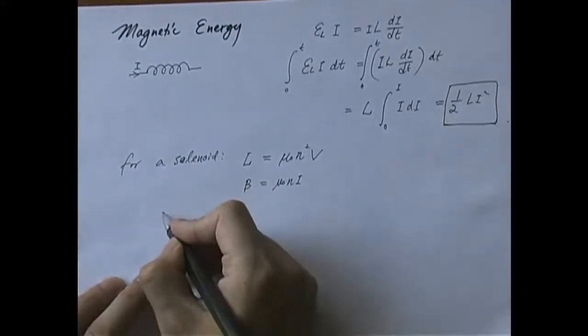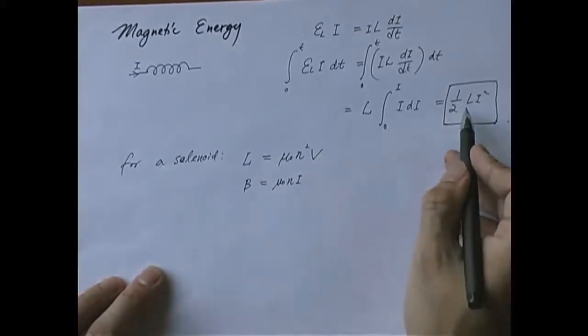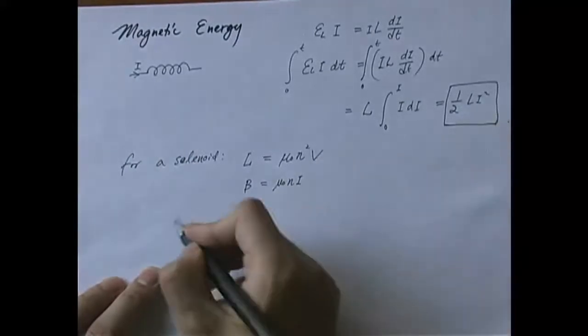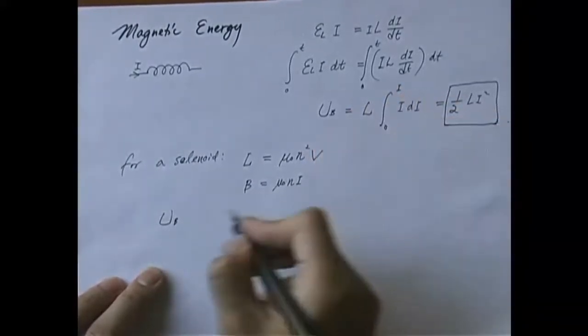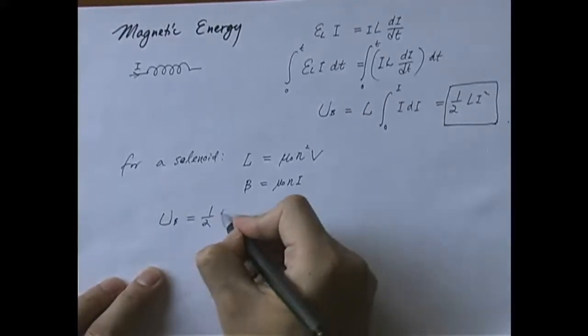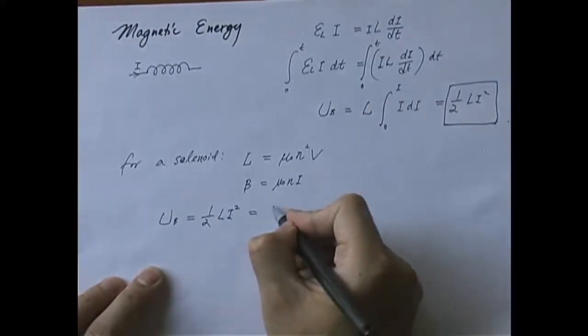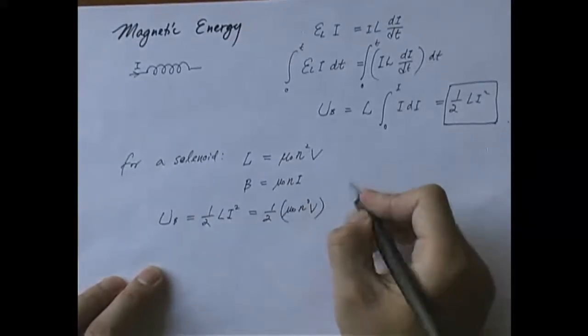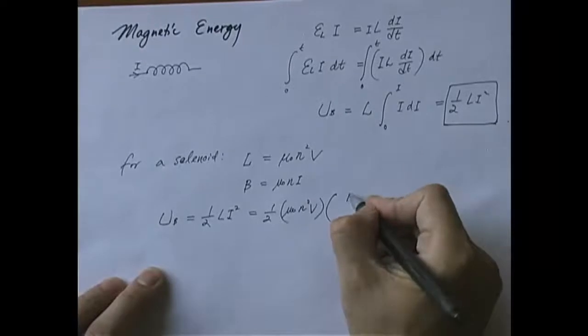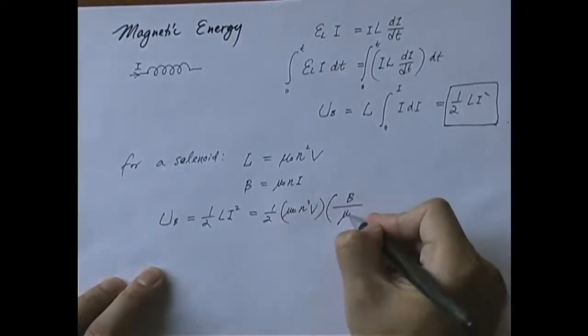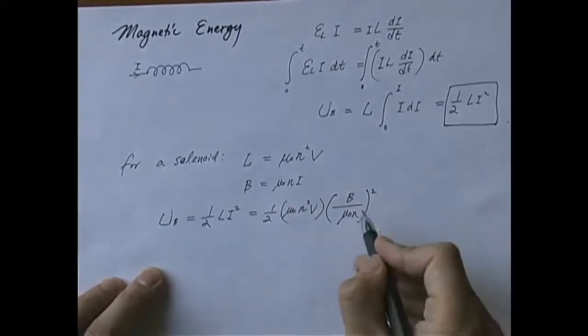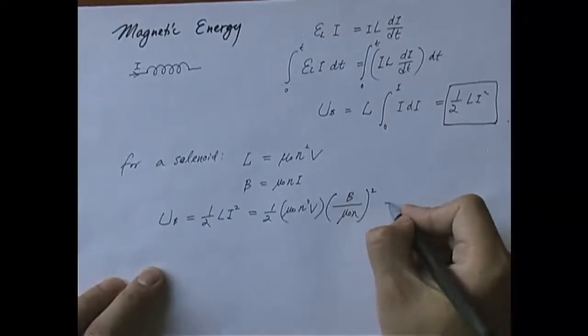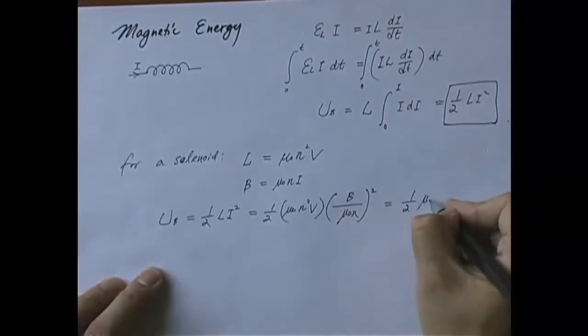So the magnetic energy, in fact, is the magnetic energy stored in the inductor once a current I runs through it. So U_B, the magnetic energy, I should put a U_B here as well, equals 1/2 L I squared, and that is 1/2 mu naught n squared V times I squared. I is B over mu naught n, squared. You see, n squared cancels. You're left with 1/2 mu naught.